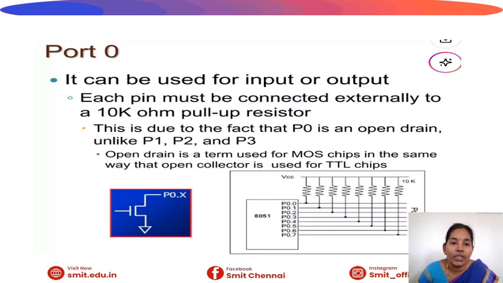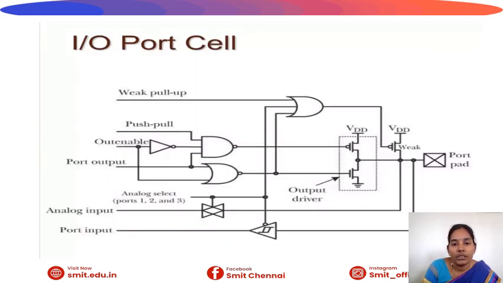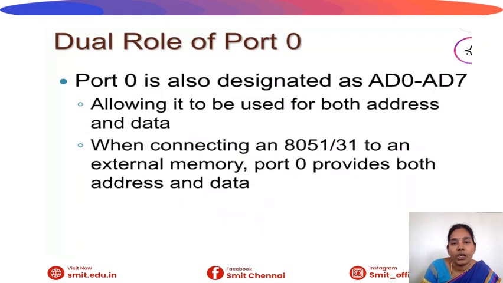First we have to see about port 0. Port 0 is used as an input port as well as an output port. We can externally connect a pull-up resistor because the open drain current source is a main problem in port 0. To rectify this, you can connect the pull-up resistors. This is the block diagram of the I/O port cell. You can use the port as a dual port, for input-output as well as the address port.